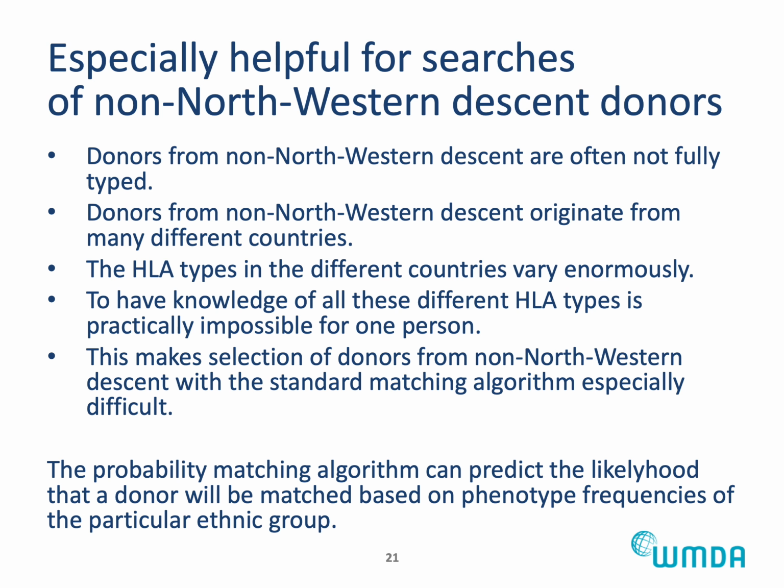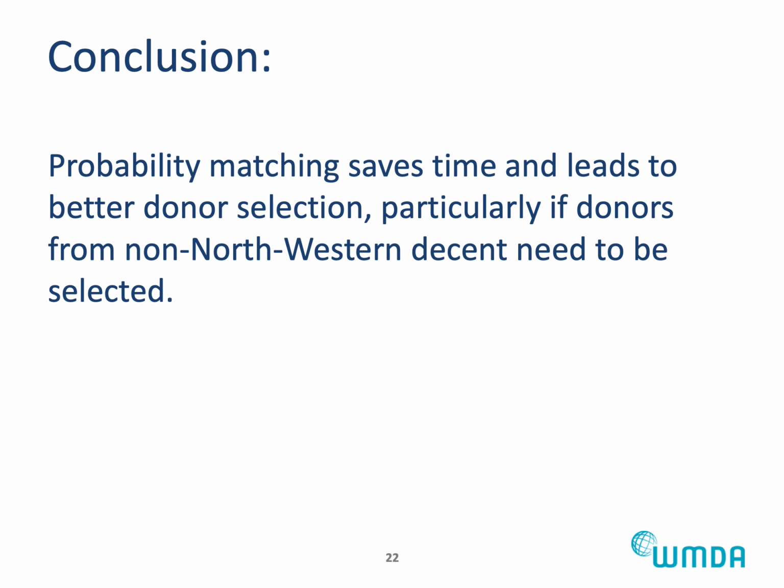The probability matching algorithm can predict the likelihood that a donor will be matched based on the phenotype frequencies of a particular ethnic group. In conclusion, the probability matching saves time and leads to better donor selections, particularly if donors are from non-Western descent, and these need to be selected.